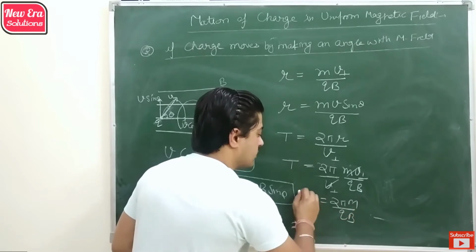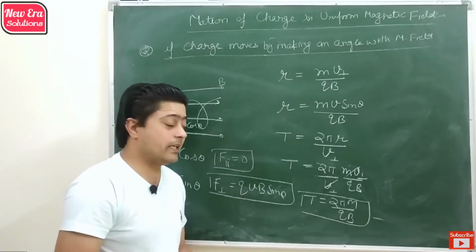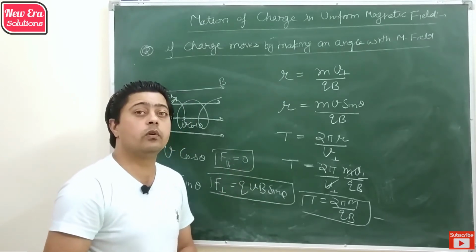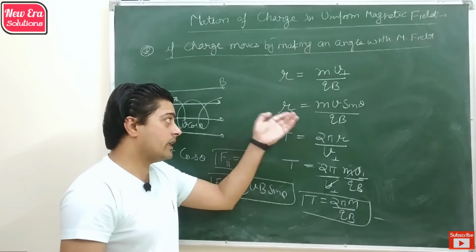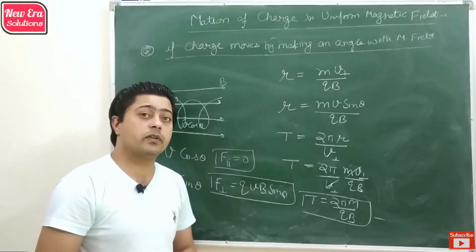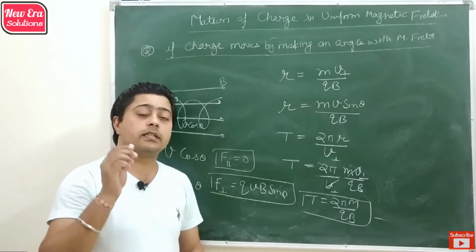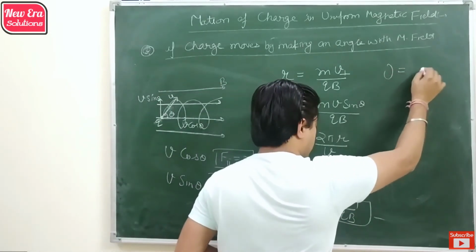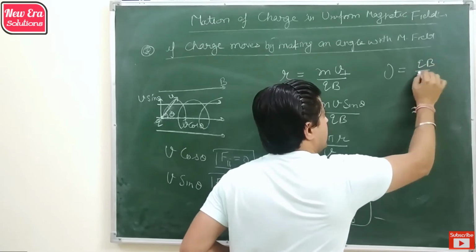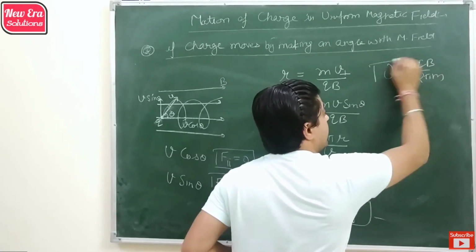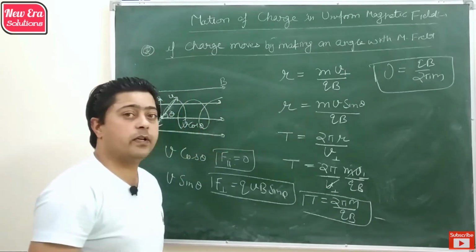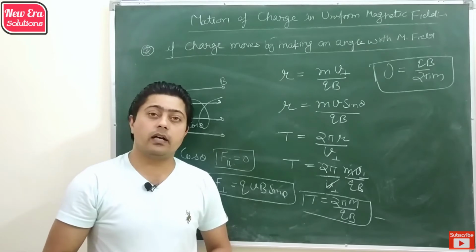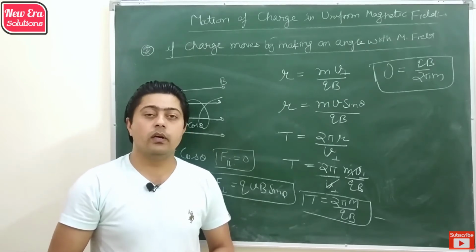So if you observe that, in this case it is the same as the time period when the charge moves perpendicular to the magnetic field. So only the radius of the circular path is different from the radius of the helical path, but the time period in both cases is the same, and the frequency is also the same, which is again qB by 2 pi m. So in the three different motions of a charge, we can observe the change in path of the charged particle due to the magnetic field.